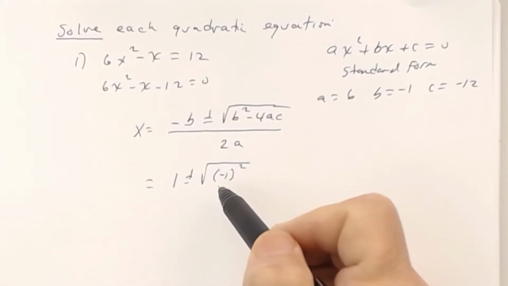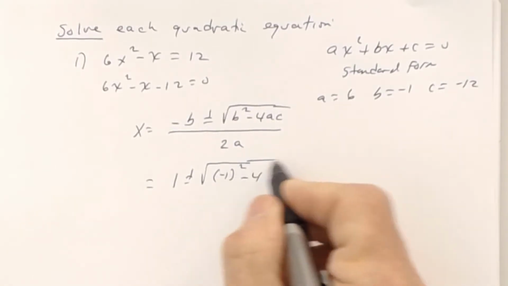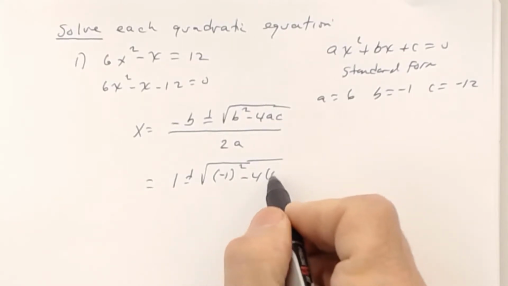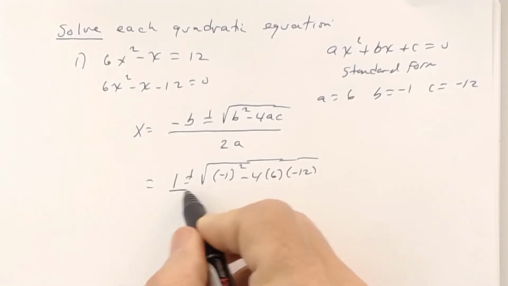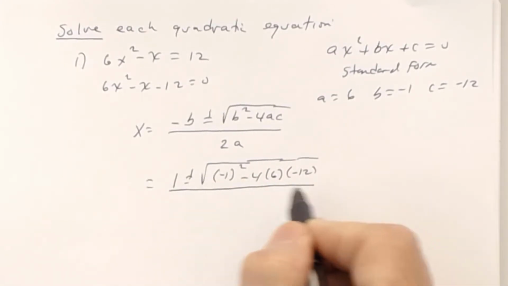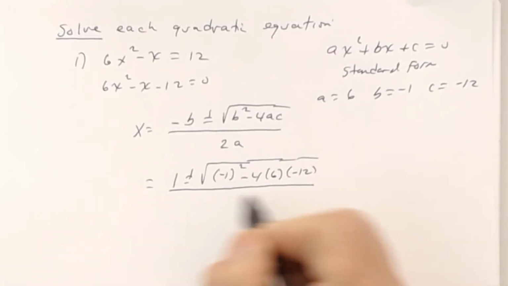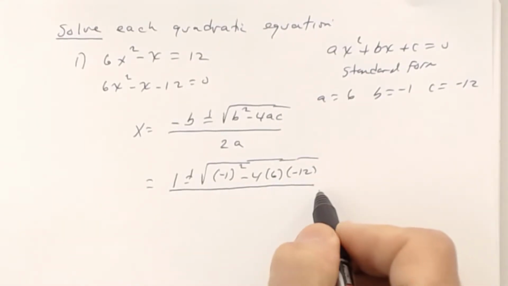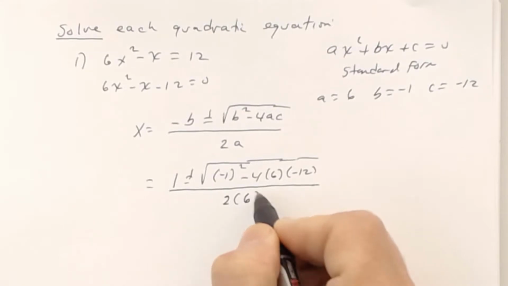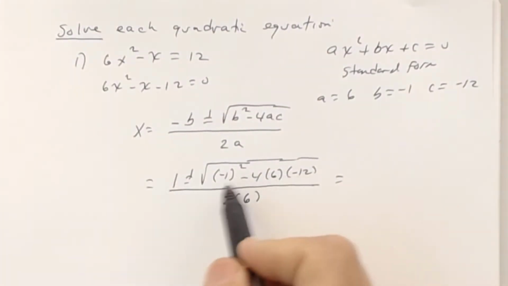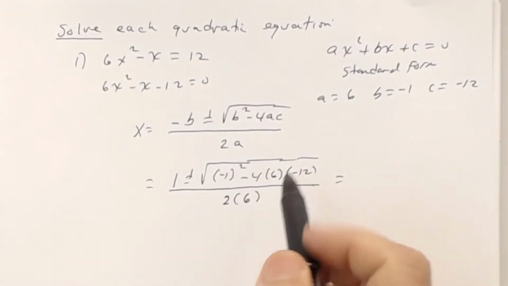0 squared is 0. Minus 4 times a, what's a? 6. And then times c, and what's c? Negative 12. All that. And remember, we talked about how to write this line right here. Let's go from here all the way across. 2 times a, and what's a? 6. All right, now we're going to simplify the radicand, the discriminant.